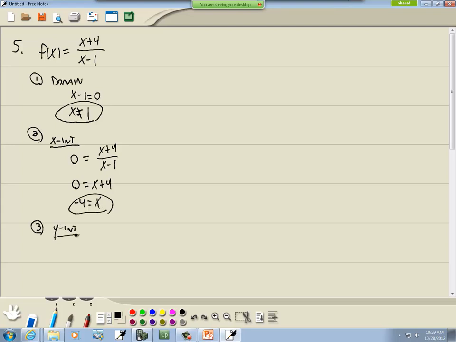Now for our y-intercept, you always plug 0 into the other variable, so I'll plug 0 in for x. So I get 0 plus 4 over 0 minus 1, and we get y is equal to -4. It's kind of weird, it's the same.